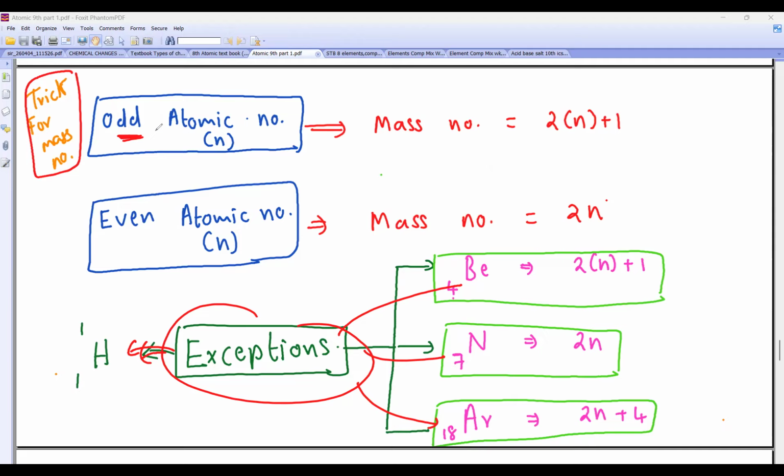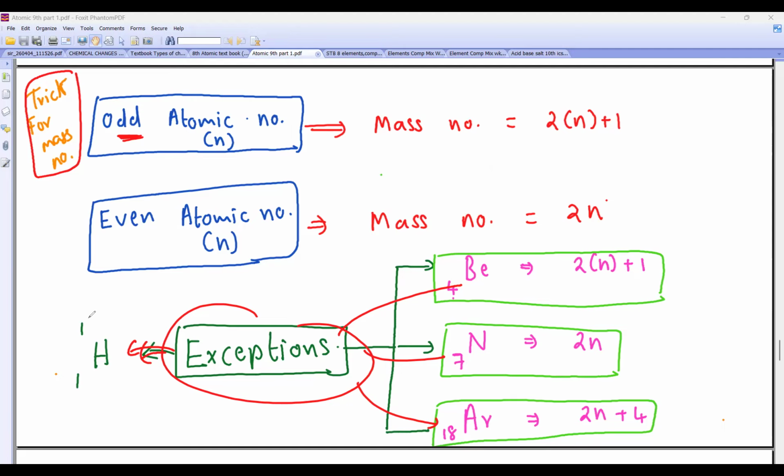Understood? Beryllium and boron, it is not applicable; for nitrogen and argon also not. So the rules apply for the exceptions. For them I have written the rule now, beta. For them, the rule is 2n plus 1, 2n and 2n plus 4. N is the atomic number. Is this clear to all of you? Any difficulty till here? Okay.